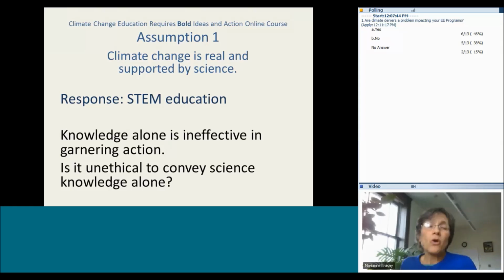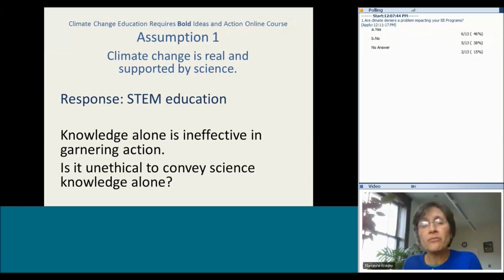Okay. So we know that knowledge alone is ineffective in garnering action. So then the question, at least for me, becomes, is it unethical to convey science knowledge alone? And not just because it might impact, say, vulnerable audiences, for example, youth, and make them feel sad, but also if we think that this is a huge problem that we need to address, then I think you could ask, is it ethical just to sort of convey knowledge?